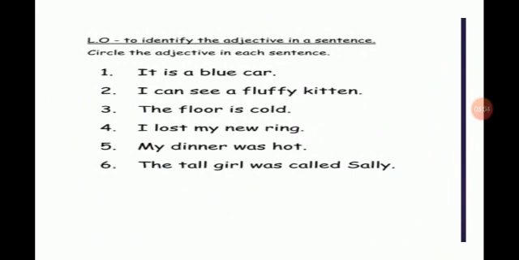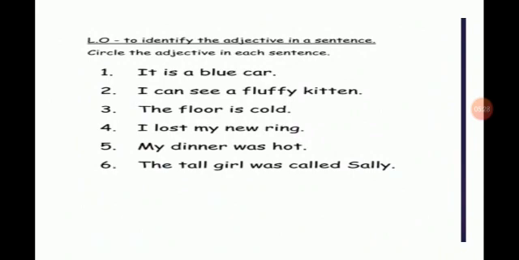Number 4, I lost my new ring. I, this is the subject. Lost, فقدت. So lost, this is the verb, and new ring. So here, new, this is an adjective, صفة that modifies ring. فقدت الحلق الجديد. So الجديد and new, this is an adjective that modifies the noun ring.